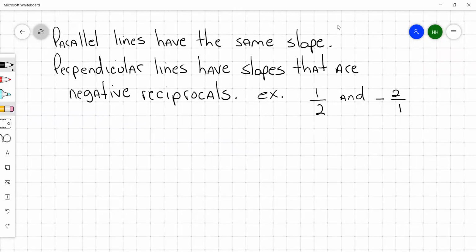So can anybody tell me what the reciprocal of negative 3/4 would be? Positive 4/3. Very good. So if one line has a slope of negative 3/4 and another line has a slope of positive 4/3, those lines would be perpendicular. Perpendicular means they intersect at 90 degrees.